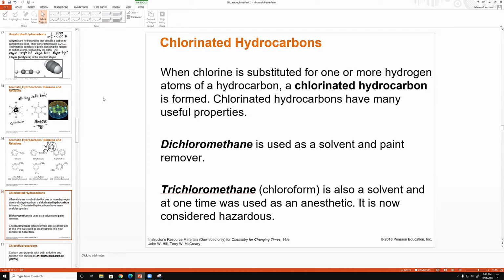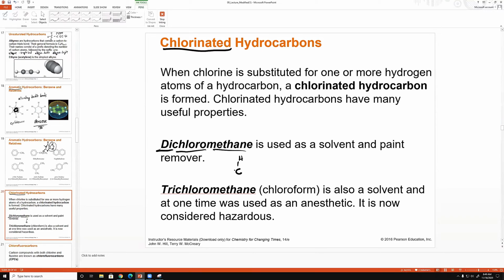Okay, so now we can talk about something else you can do to hydrocarbons. Instead of having hydrogen on them, such as propane where everything's a hydrogen, you can put chlorine on it or fluorine on it. And you can make chlorinated hydrocarbons. So you can have dichloromethane, which all that means is breaking the name into prefixes. Dichloro, 2 chlorines, methane.